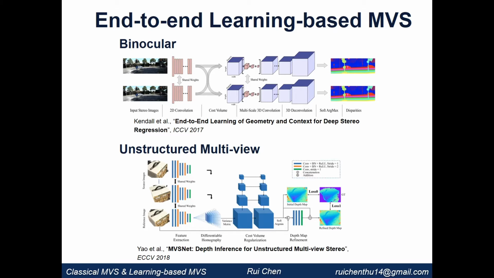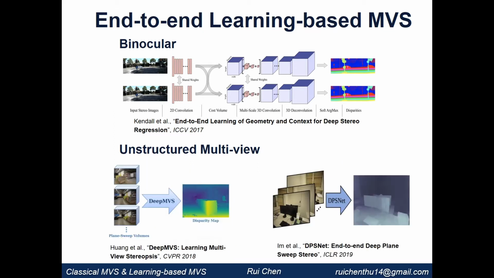For unstructured multi-view stereo, where the images are captured at arbitrary viewpoints, Yao proposed to build a cost volume in the reference camera frustum and warp image features of source views into it, using differentiable homography. There are also some similar works following MVSNet.